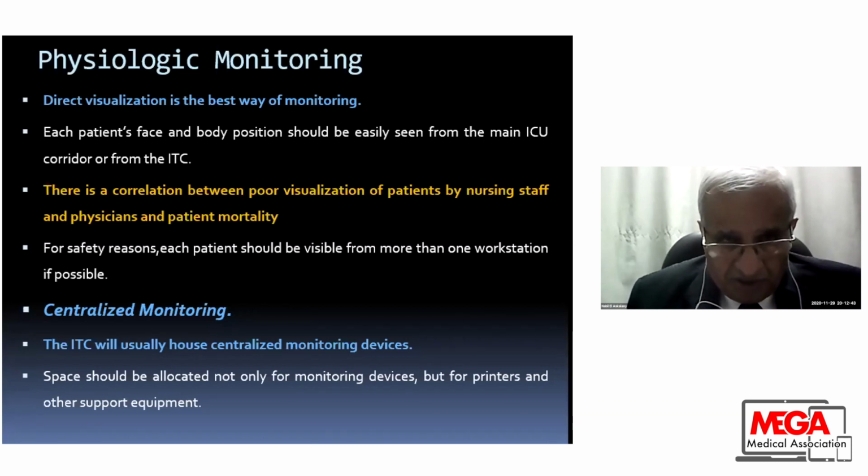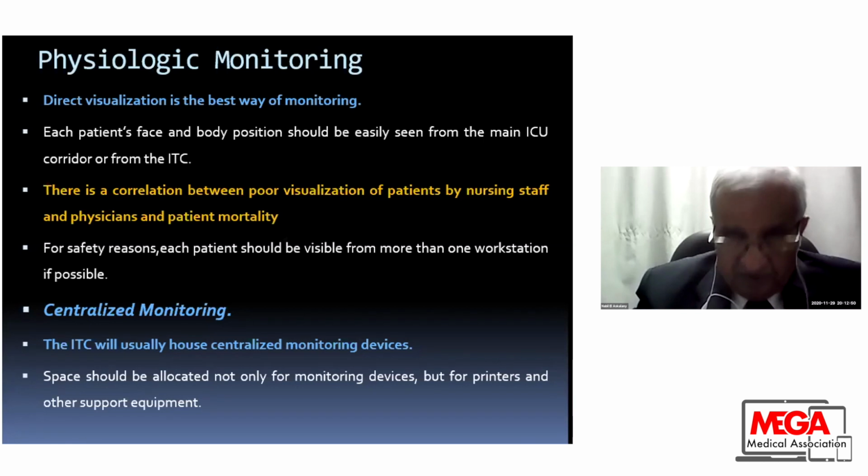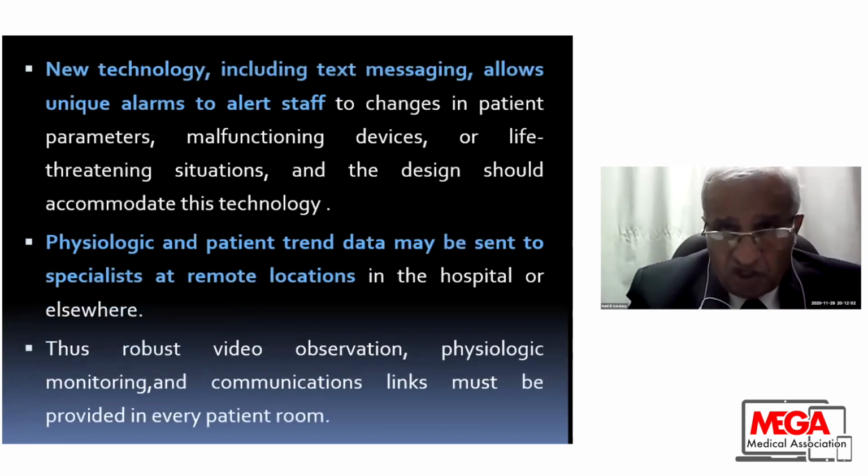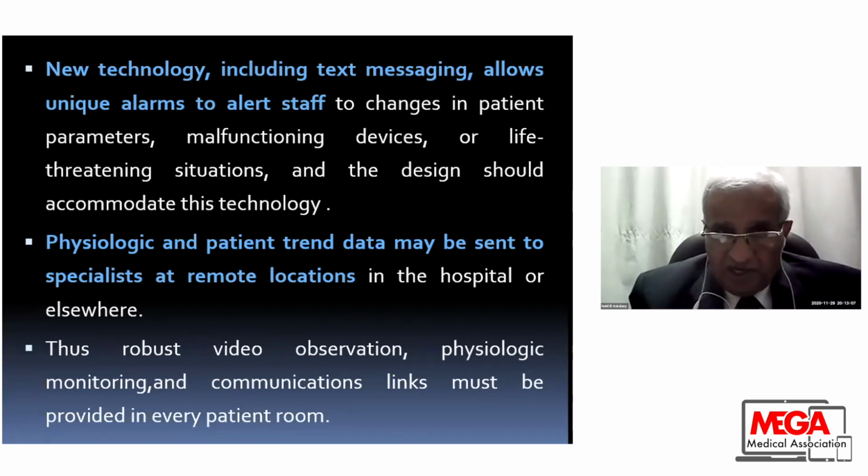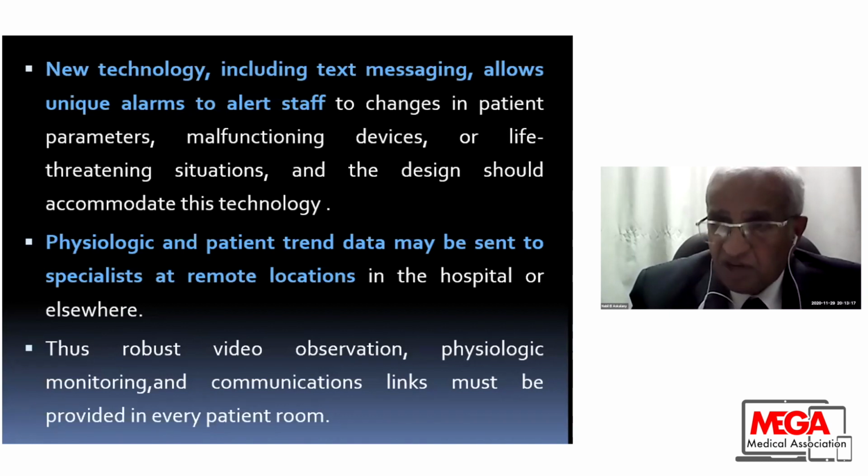The interdisciplinary team center will usually house centralized monitoring devices. New technology, including text messages, allows unique alarms to alert staff. Physiological and patient trend data may be sent to specialists at remote locations in the hospital or elsewhere and detect the result. Thus, robust video observation, physiological monitoring, and communication links must be provided in every patient's room.